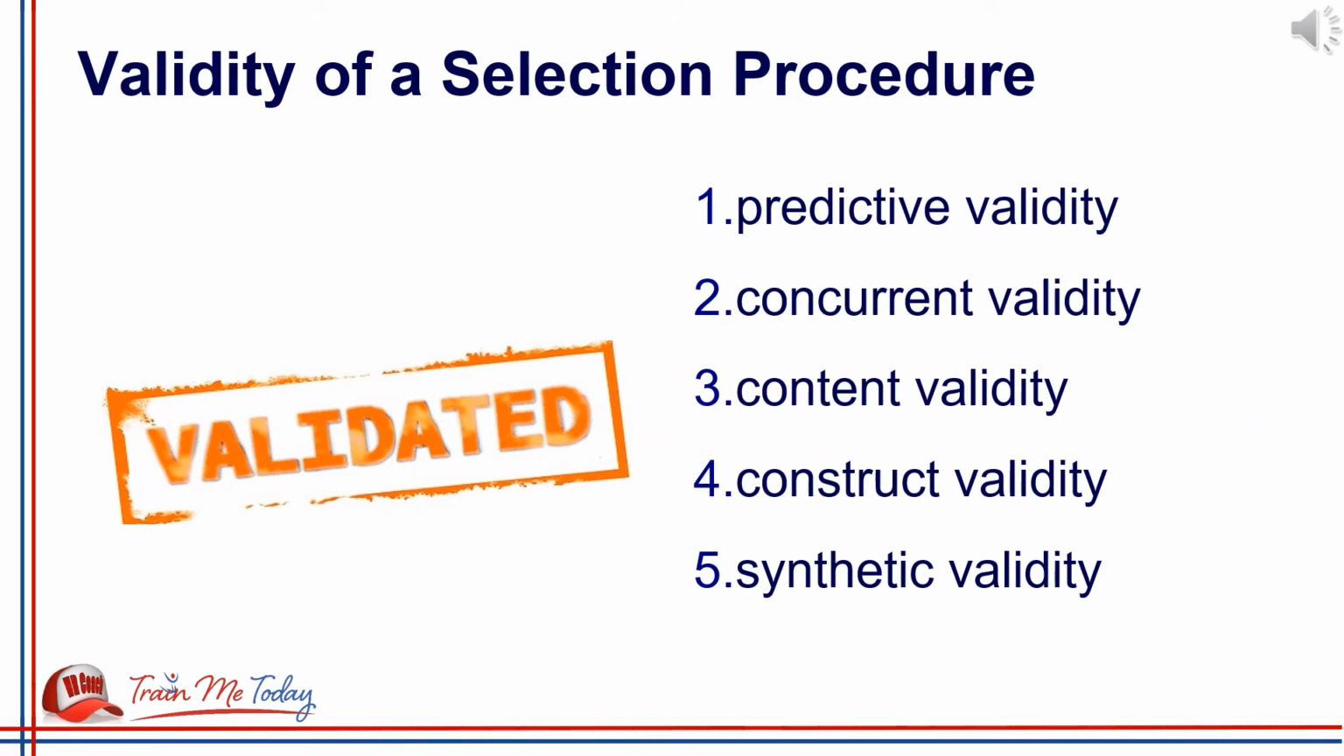After a selection procedure has been tested for reliability, it can then be tested for validity. Validity refers to the extent to which a predictor variable, for example, the selection test, is correlated with a criterion variable, such as success on the job. The 5 methods of validating a selection procedure are predictive validity, concurrent validity, content validity, construct validity, and synthetic validity.